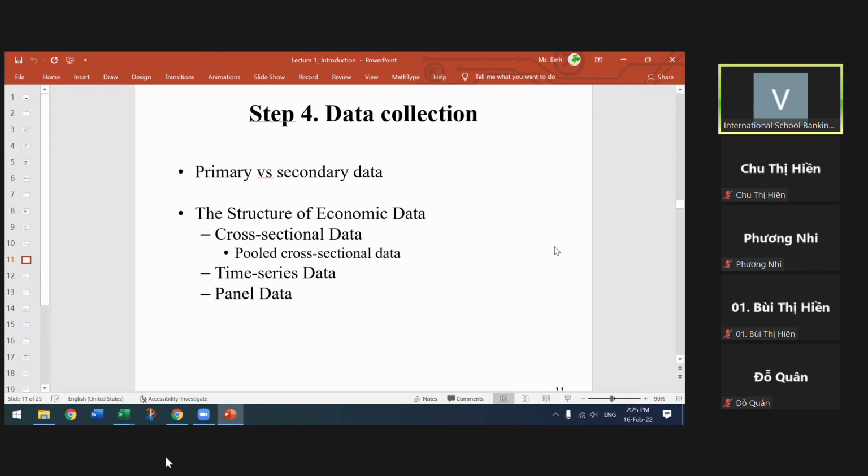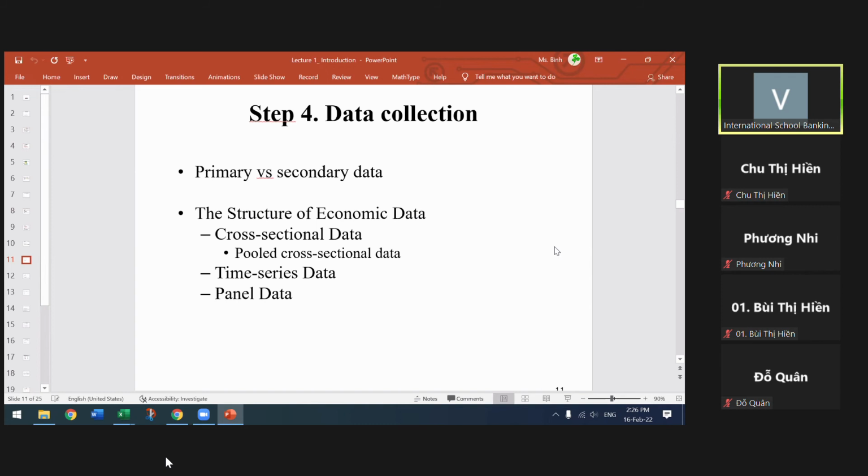For example, when you have to do the thesis at the end of the program, like in the fourth year, before graduating from the program, you need to do the thesis, and normally the supervisor will ask you if you have data or not. So it means that data is very important, and when you decide the topic you want to do, you already have to look for the data.